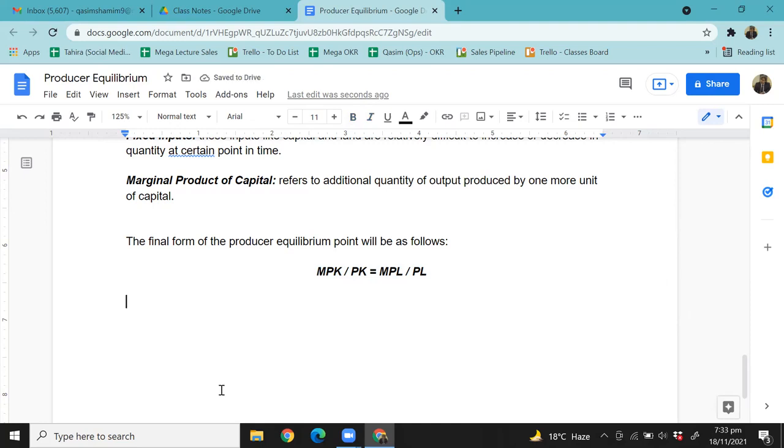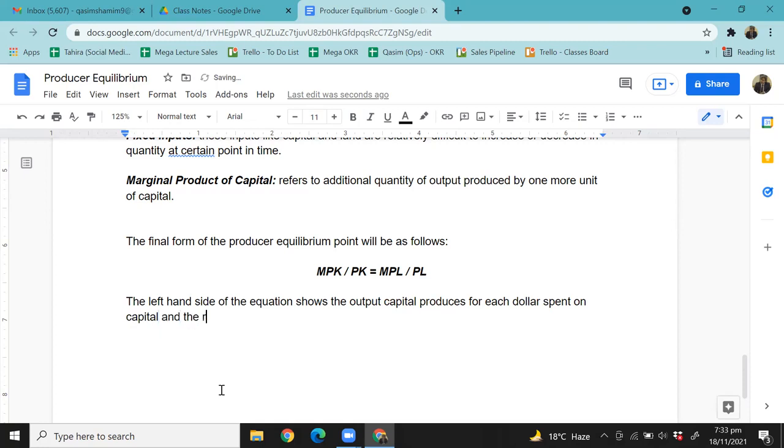This shows us that the left side of the equation shows the output capital produces for each dollar spent on capital, and the right side of the equation shows the output produced by labor against each dollar spent on labor, right? Preet, are you following me? Right? Now, what is this equation showing?